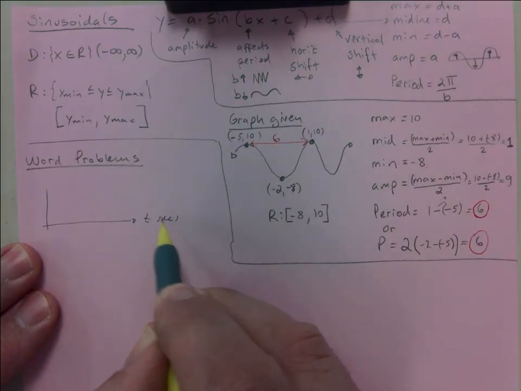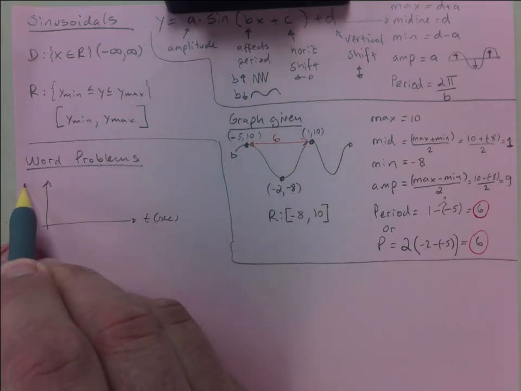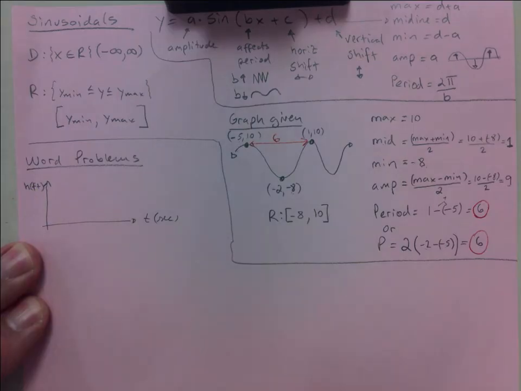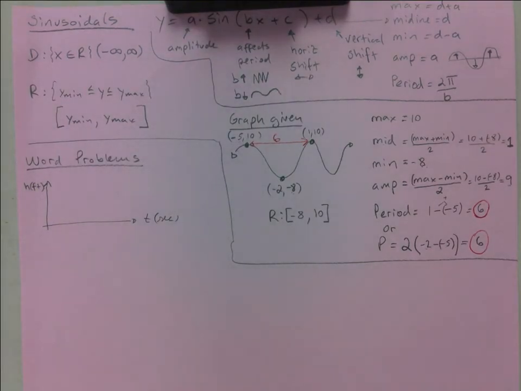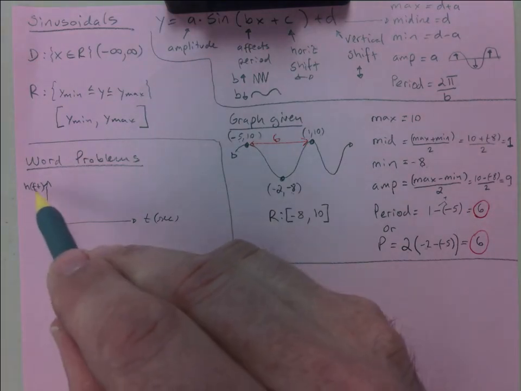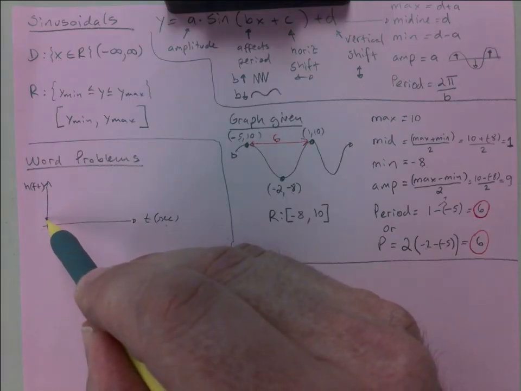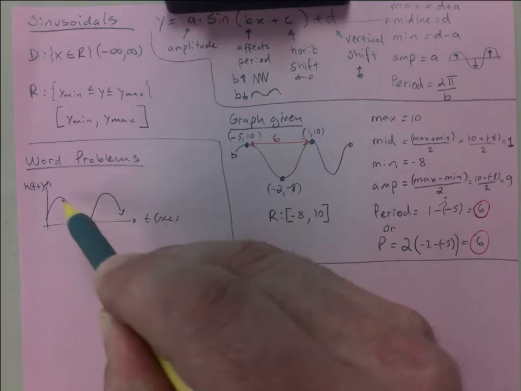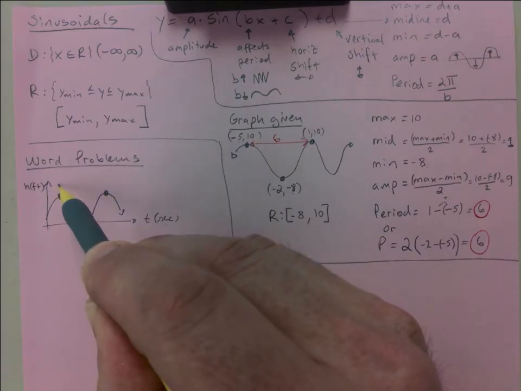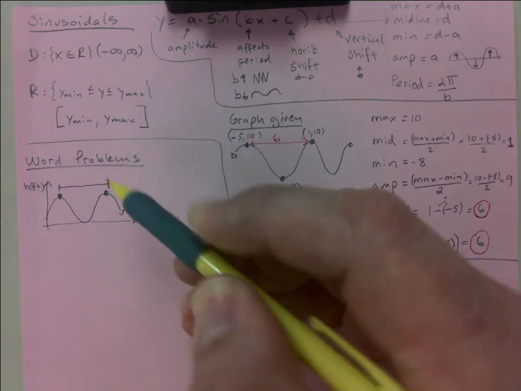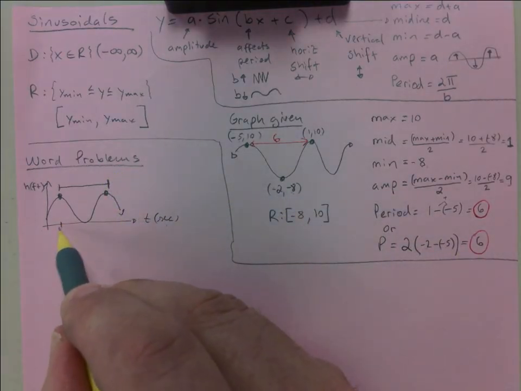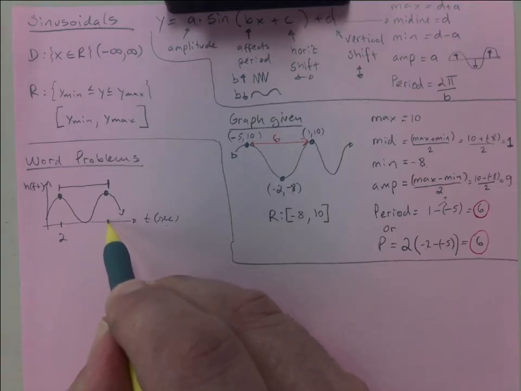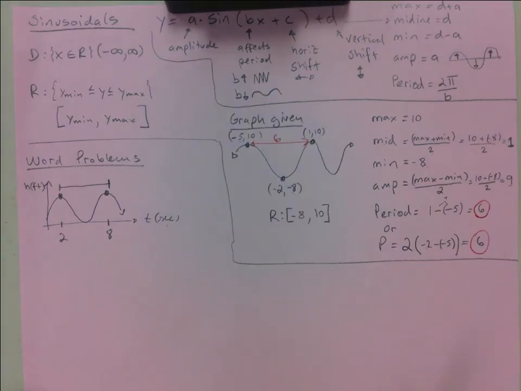If you have time in seconds and height in feet, can you see that? If you have height in feet and time in seconds, and this starts somewhere like this, okay? And let's say this happens at 2 and this happens at 8. 2 seconds and at 8 seconds you're reaching the top, okay?